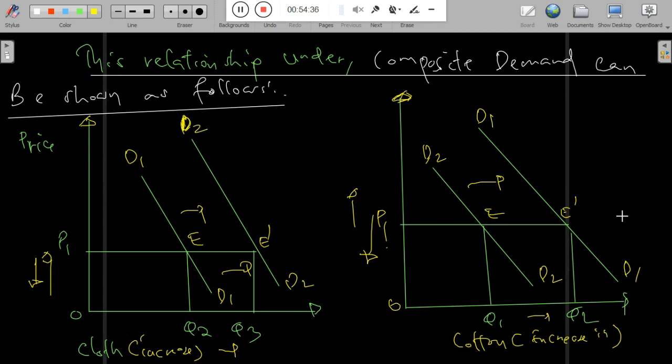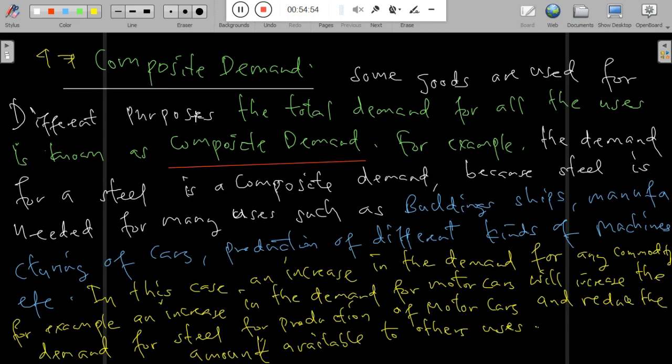Let's discuss another type of interrelated demand, that is composite demand. Some goods are used for different purposes. So under composite demand, we look at goods that are used for different purposes. The total demand for all uses is known as a composite demand. For example, the demand for steel is a composite demand because steel is needed for many uses such as building ships, manufacturing of cars, and production of different kinds of machines.